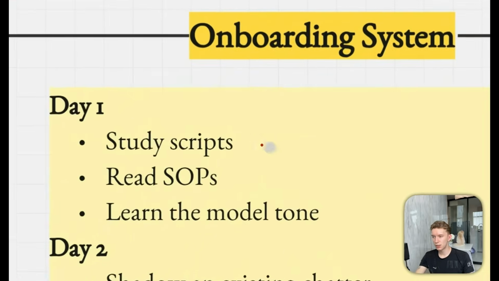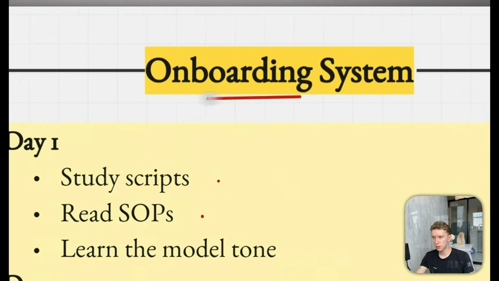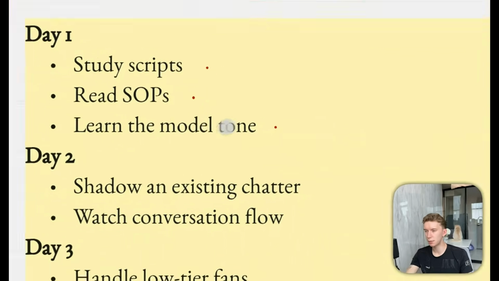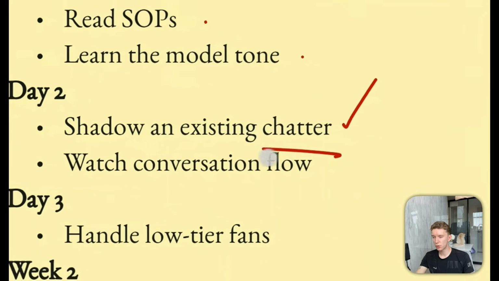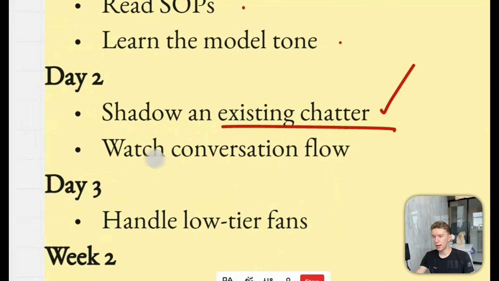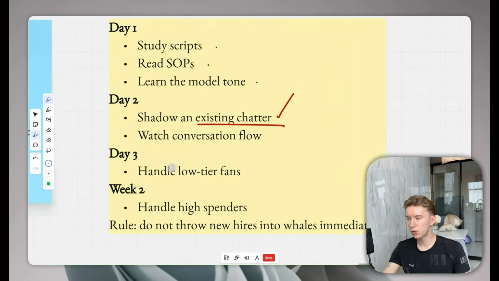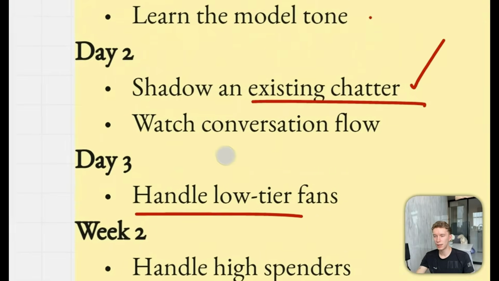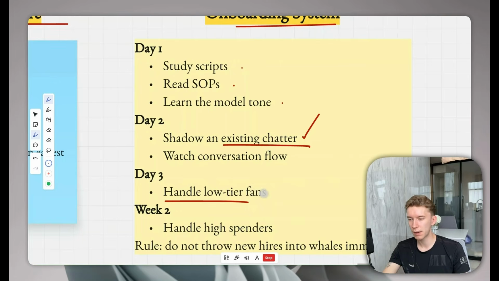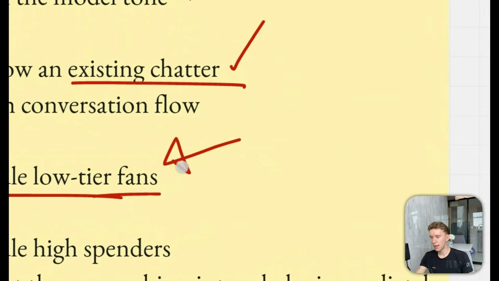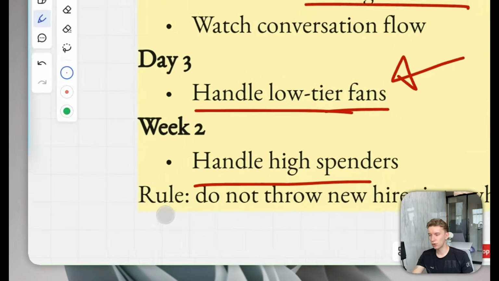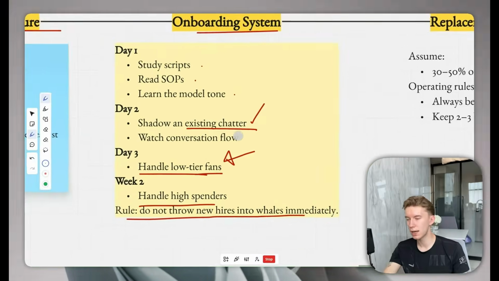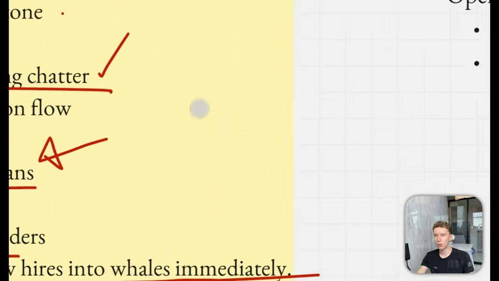Okay, so on day 1, study scripts, read the SOPs. Obviously, this is when you're onboarding them, and make sure they understand the model tone. Day 2, you can either get them on straight away for their trial, or you can get them to shadow one of your existing chatters if you have one already. And get them to watch the conversation flow. Day 3, you can see how they handle traffic. You can put them on a model that maybe doesn't have too many fans or too many big spenders, or you can tell them, don't speak to the spenders, only speak to the low quality fans. I want to see how you do. And then by week 2, they should be able to handle high spenders, really big whales. And don't throw new hires that maybe don't have as much experience into whales immediately. You don't want them to mess that up, okay?